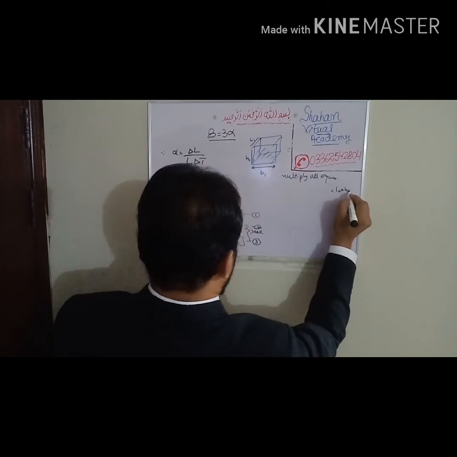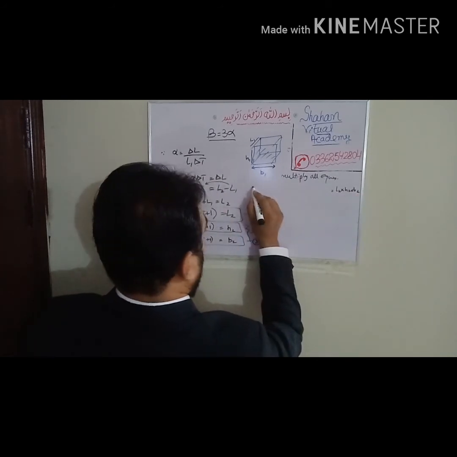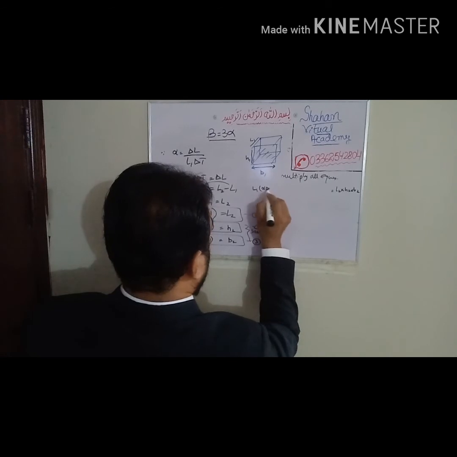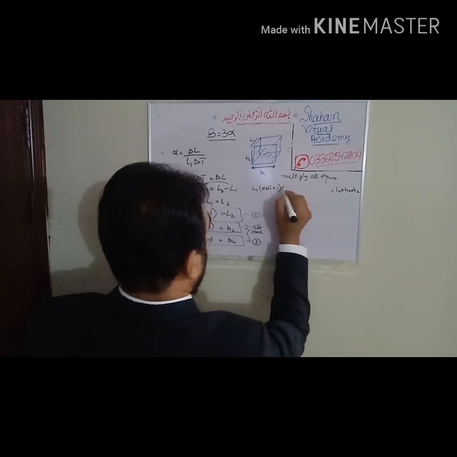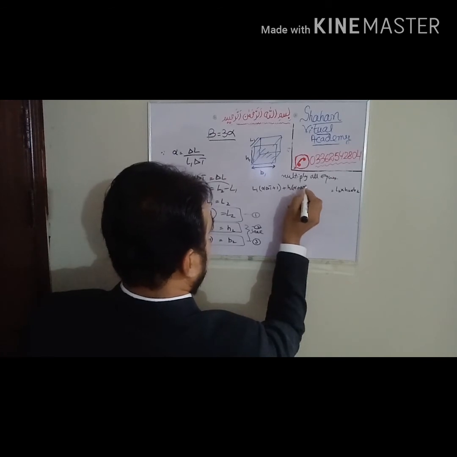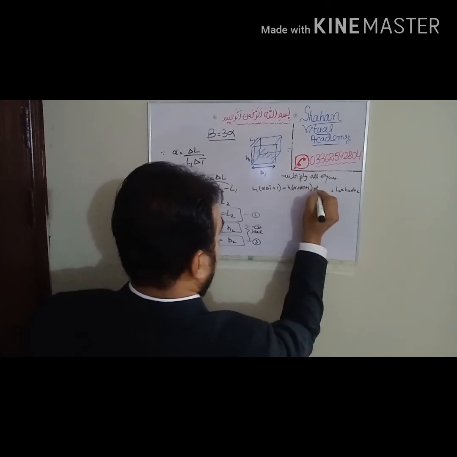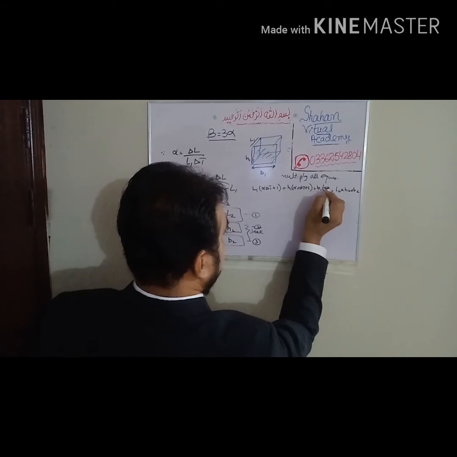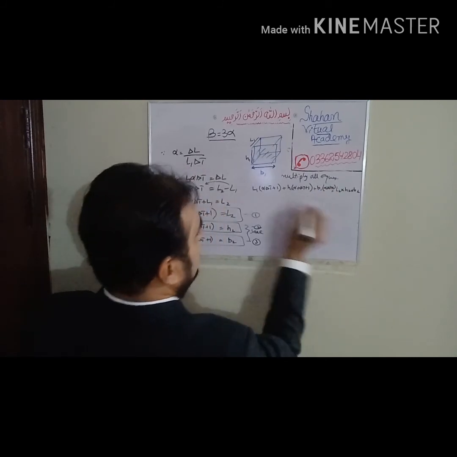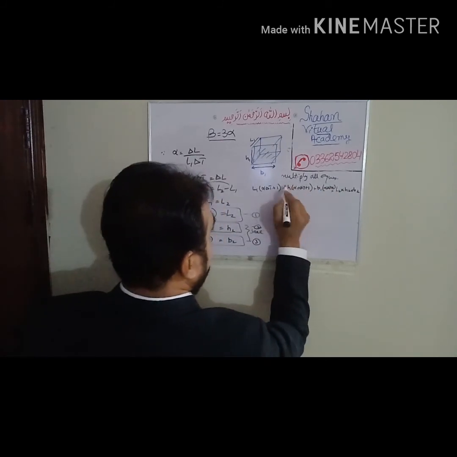So when we multiply, on the left we get L2 multiply H2 multiply B2, and on the right L1 alpha delta T plus 1, multiplied by H1 alpha delta T plus 1, multiplied by B1 alpha delta T plus 1.